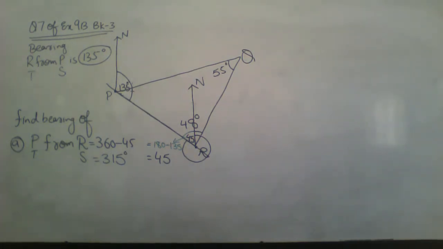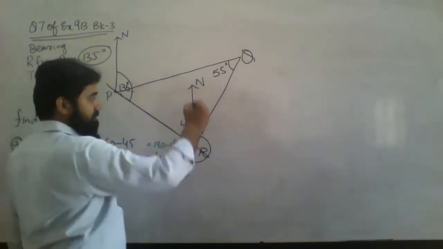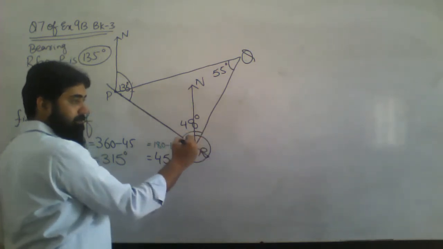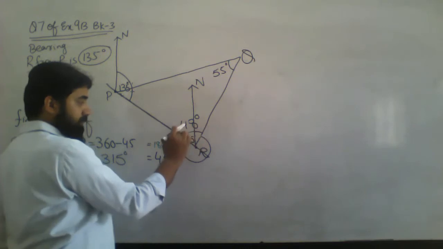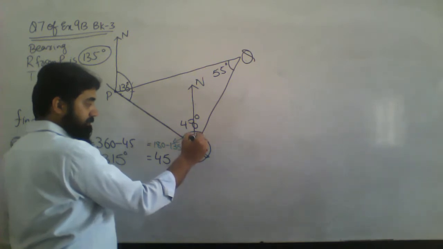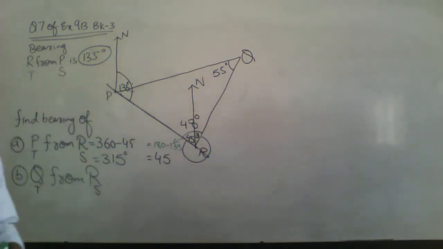Now, in part B, they are saying find the bearing of Q from R. So Q from R means Q is the target, R is the source. Okay, right? Fine. So this is my R. The whole thing was coming 48. So if the whole thing is 48 and this part is 45, what is this part?